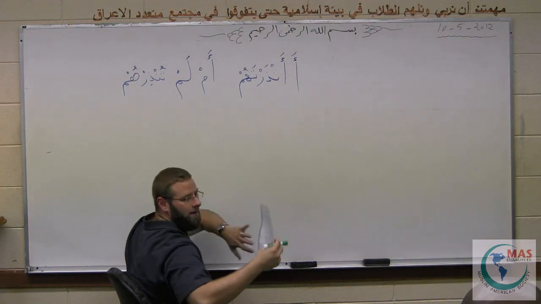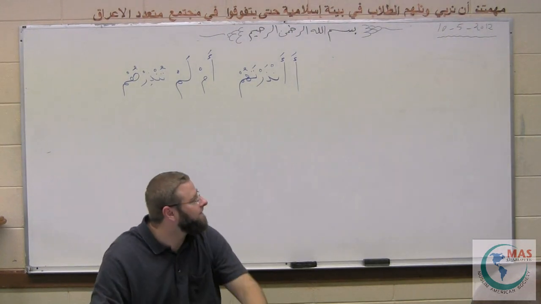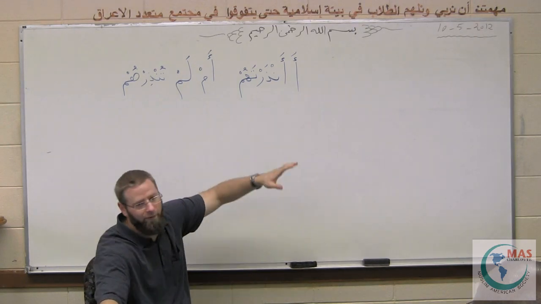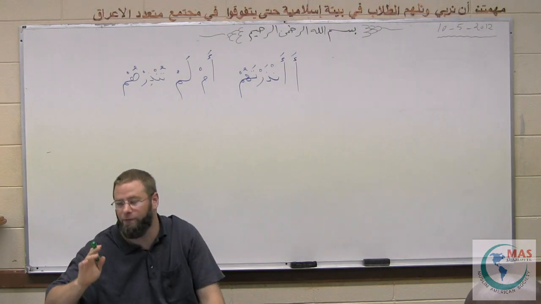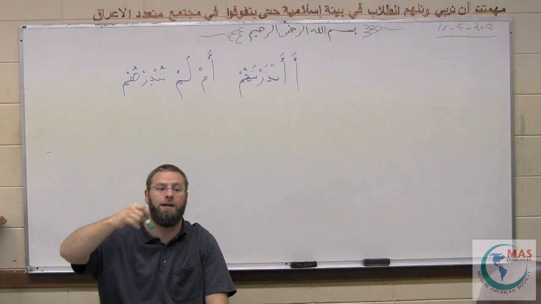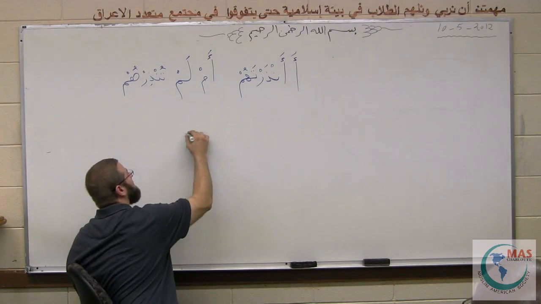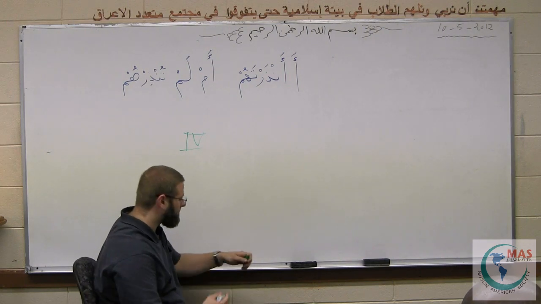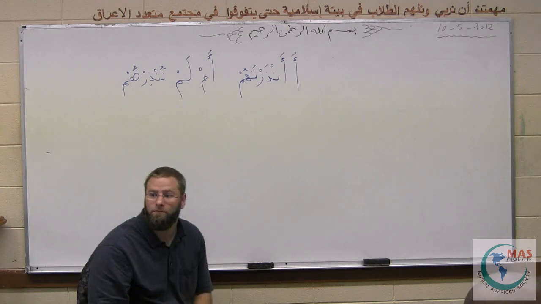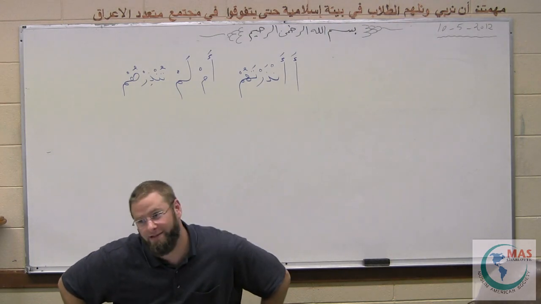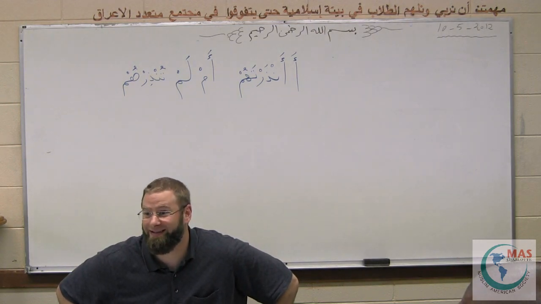So, who is the lucky winner of the simple extraction? Number 4. Thank you, brother. This is number 4, right here. So, nadara is the root. Anzara is number 4, which in your Hans Wehr dictionary will come up as a Roman numeral 4. So ta is for you, and hum is the object. Object, very good.